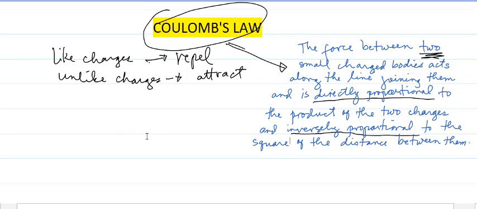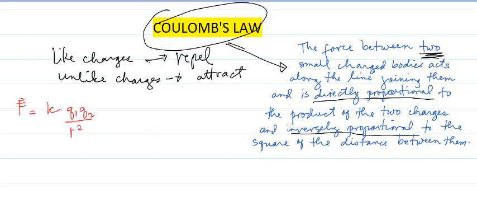In symbol, this is equal to F. This is the force of attraction or repulsion, and this is equal to the product of the magnitude of the two charges, directly proportional, but inversely proportional to the square of the distance separating these two charges. And this K is the proportionality constant.